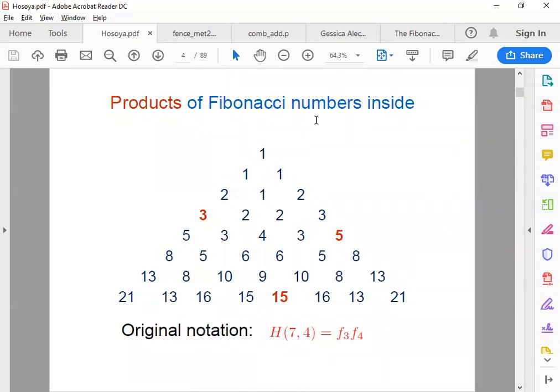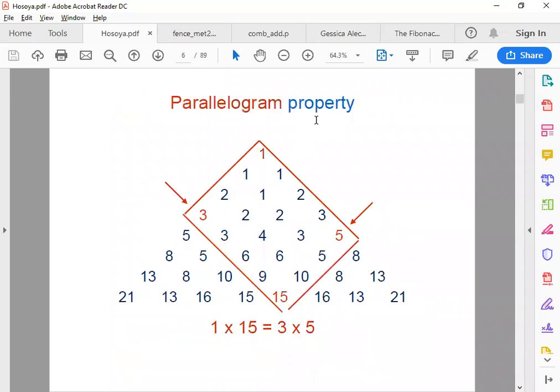Hosoya called this the 7-4 entry because this is row 7, entry 0, 1, 2, 3, 4, right? And it's equal to F3 times F4. I'll use the notation little h to say the third diagonal times the fourth diagonal, h34 is F3 F4. Okay, I won't use too much notation, right? So if you think of that parallelogram, we have the property that the 1 times the 15 is equal to 3 times 5, right? That's how the numbers were defined.